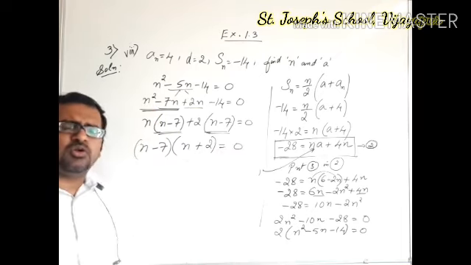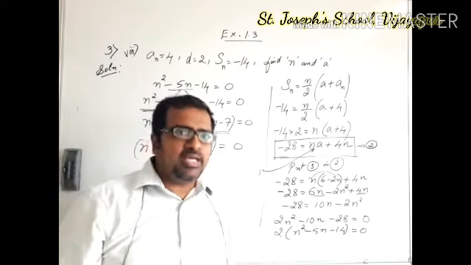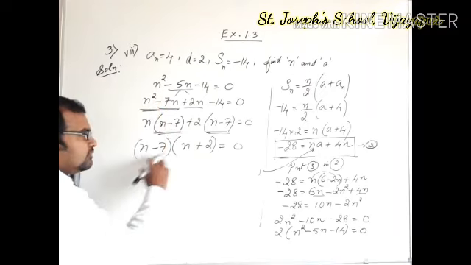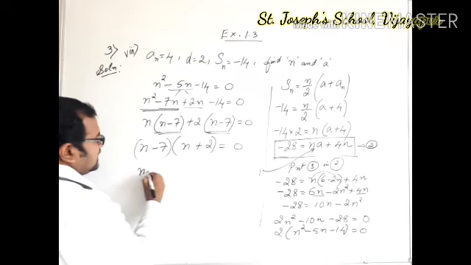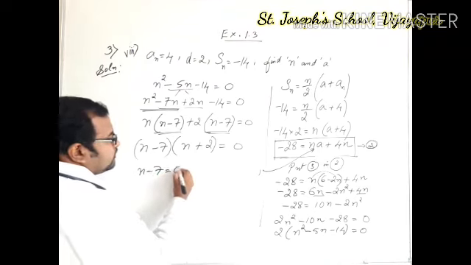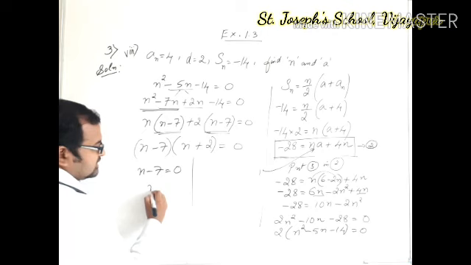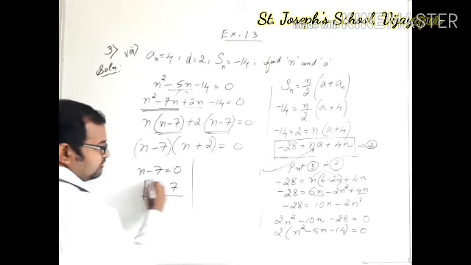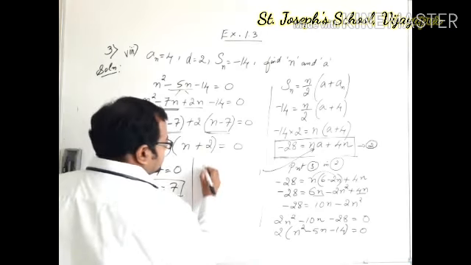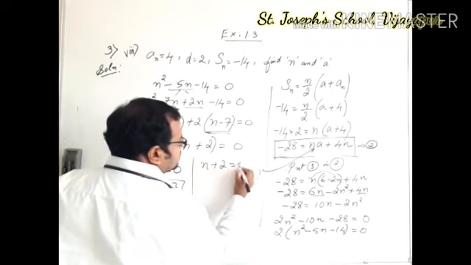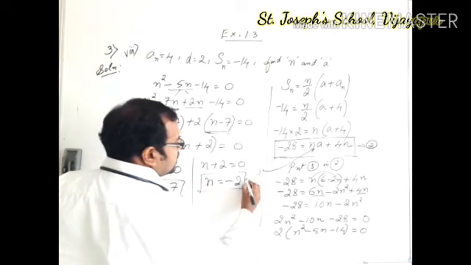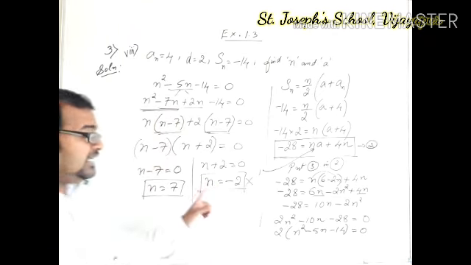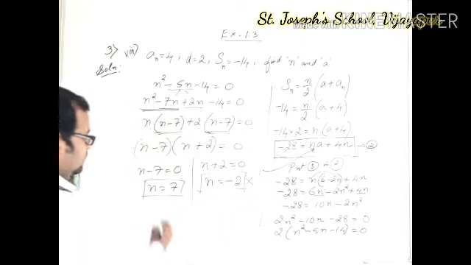What do you mean by product of two numbers is 0? Any one of them must be 0, otherwise the product will not be 0. So, let us consider n minus 7 is 0. Then n must be plus 7. Another option, if n plus 2 is equal to 0, then n should be equal to minus 2, which is not an answer. Why? Because n should be a natural number. So, n is equal to 7 is the answer.